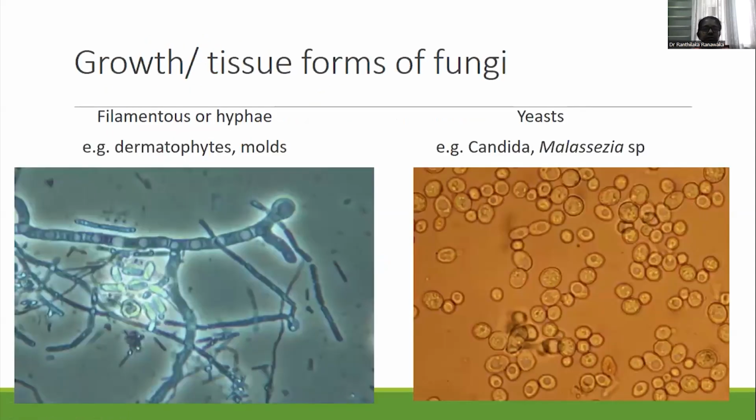So in tissues, fungi occur in two forms. One is filamentous or hyphae. The other one is yeasts. Filamentous or hyphae include dermatophytes and molds. When you look under KOH or potassium hydroxide microscopy, you can't differentiate which fungus it is, but you can say that it is either a dermatophyte or mold, or yeast. Yeast can be candida or malassezia.